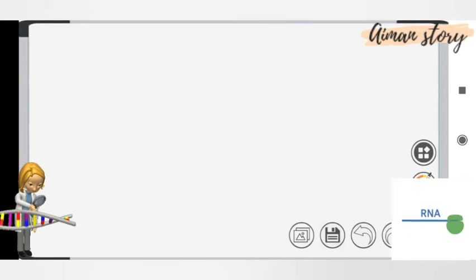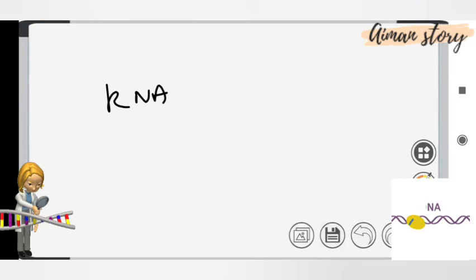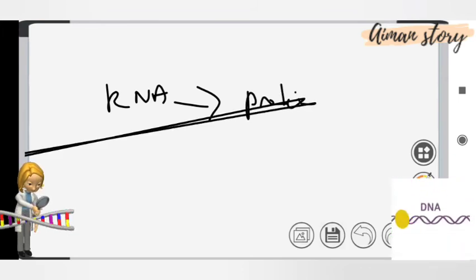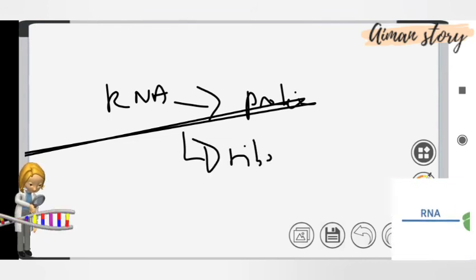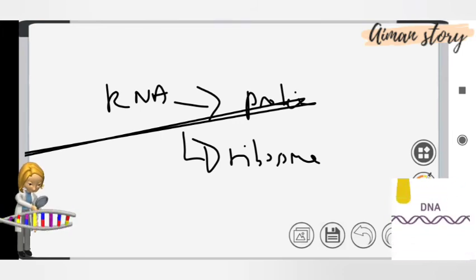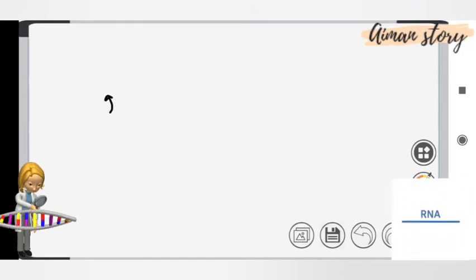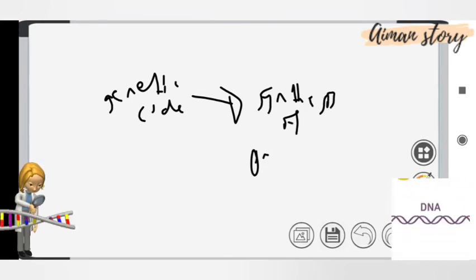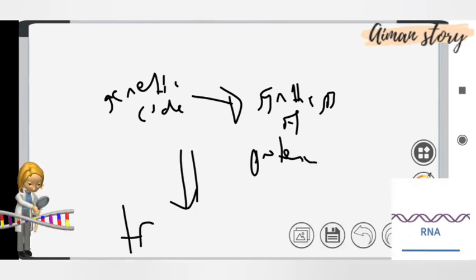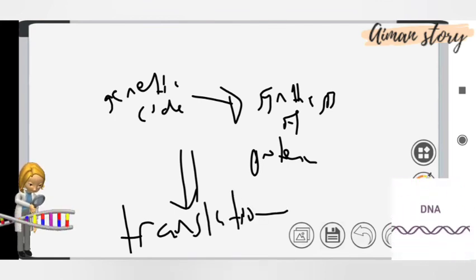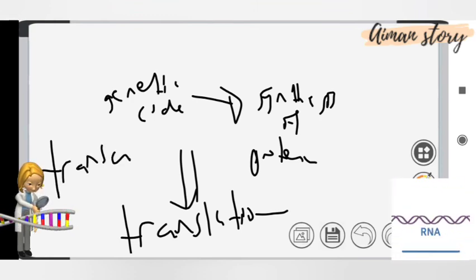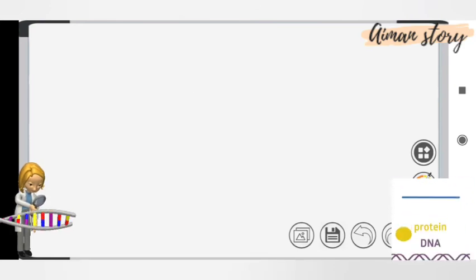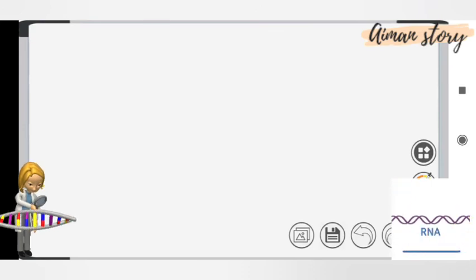Whereas RNA, basically the single-stranded form of the nucleic acid, will be translated into protein with the help of the ribosome as the site of translation. RNA generally contains the genetic code that will be used for the synthesis of protein in the process of translation. For DNA to RNA, we call it transcription. So that's the general description for the introduction of nucleic acids.